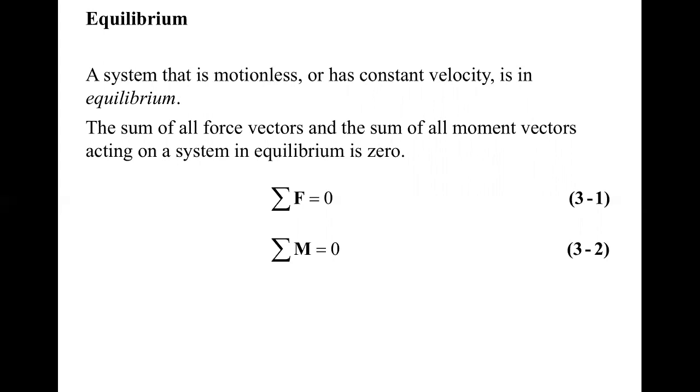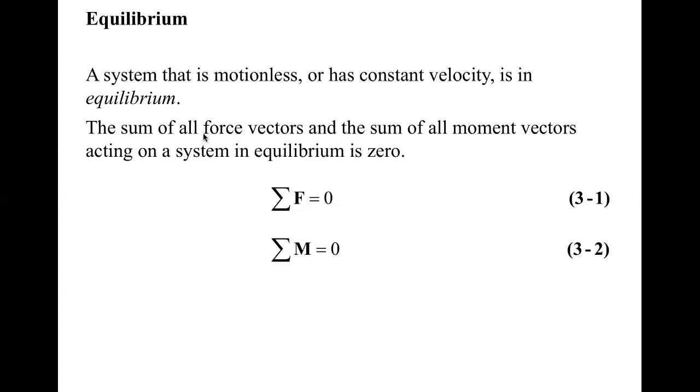So under equilibrium condition, we can write these two equations. The first equation is force balance, which means the sum of all force vectors on the system is 0 if the system is under equilibrium condition. All right, so this is our force balance equation. And the second equation we call the moment balance equation. Sigma M equals 0 means the sum of all moment vectors acting on the system is 0.